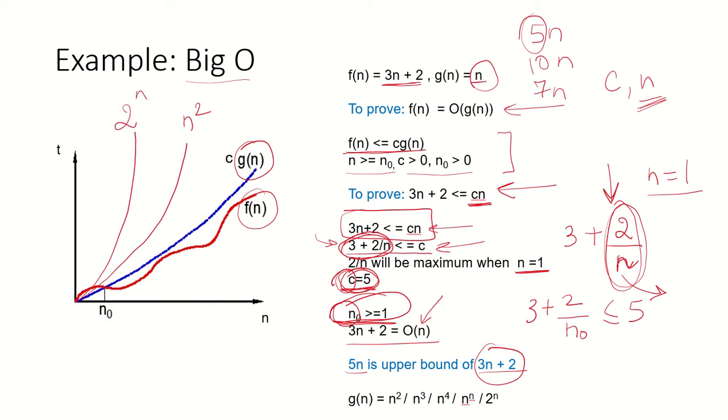This exponential function would also be the upper bound of f(n). But what we have to take is the tightest bound of f(n), and the tightest bound of f(n) that we have seen is 5n.